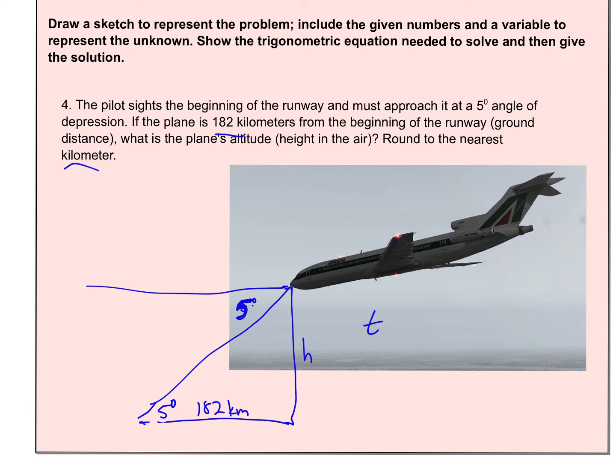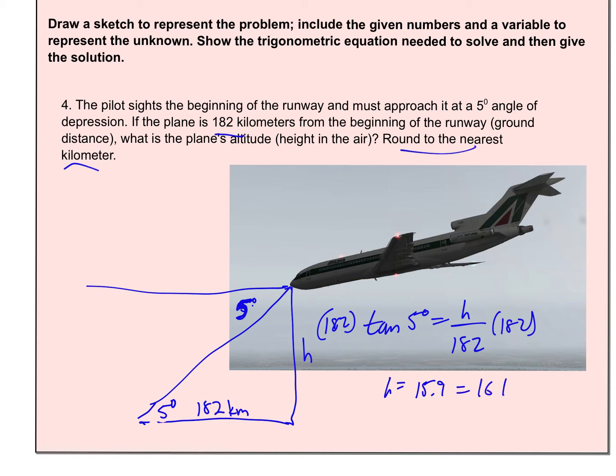So now I'm going to need tangent, once again. My tangent of 5 degrees is going to be equal to my height over 182. So now a little bit of solving. 182 times tangent of 5 gets me 15.9, but they want me to round it. So I'm going to say it's 16 kilometers in the air. Okay. Next problem.